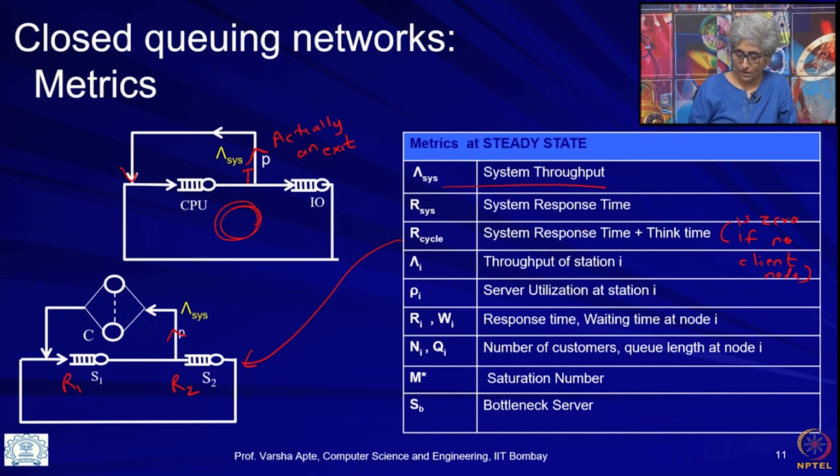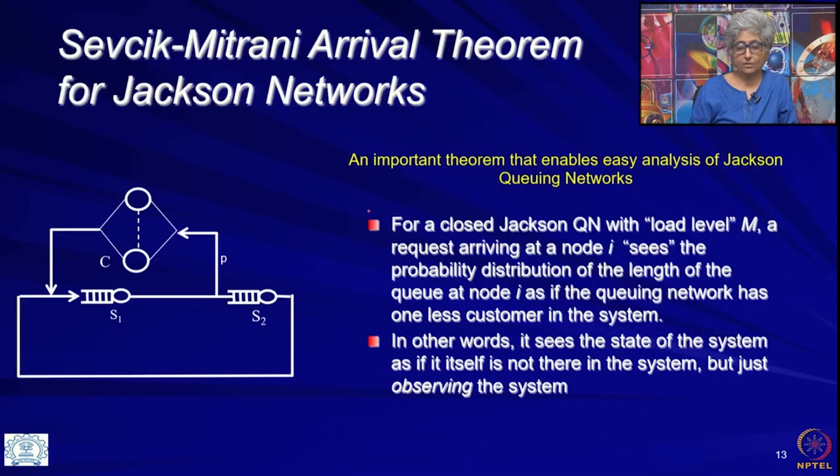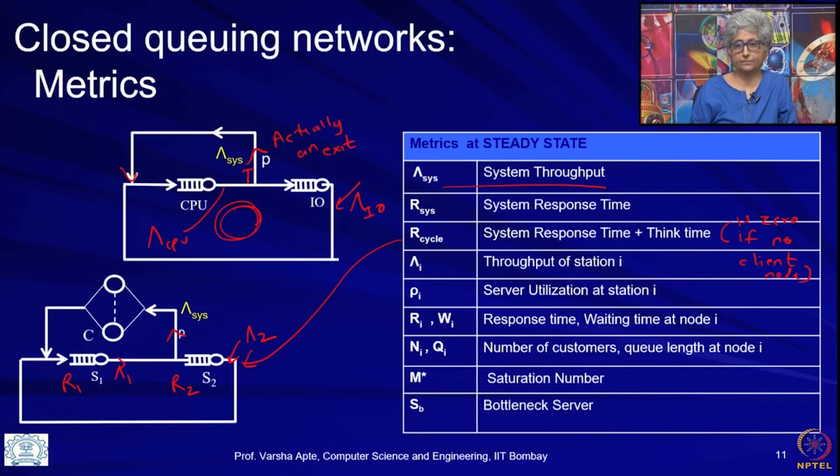Okay. Then again we have the individual throughputs of the stations, this is lambda 1 here, this is lambda 2 here, and same thing here, this is you can say lambda CPU, this is lambda IO. Then we have the server utilizations as usual, we have response times at each server, waiting time at each node and response time at each node, number of customers, queue length at each node, these are the same as the open queuing networks.